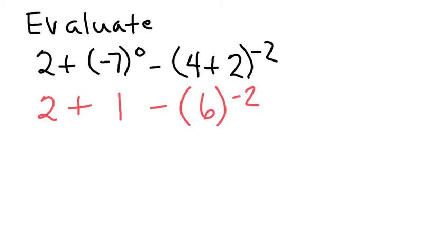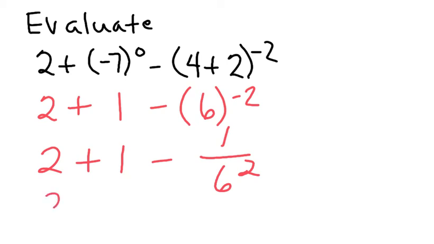Now the next thing that jumps out at me on the next line is this. So I'm going to take care of that. 2 plus 1 minus, remember to get rid of a negative exponent to change it to positive, you put a fraction bar, put the 6 on the bottom, change the -2 to +2, and put a 1 up here. So now I have 2 plus 1 minus 1 over 6 squared. Well, 6 squared is 36. So that's 2 plus 1 minus 1 over 36.